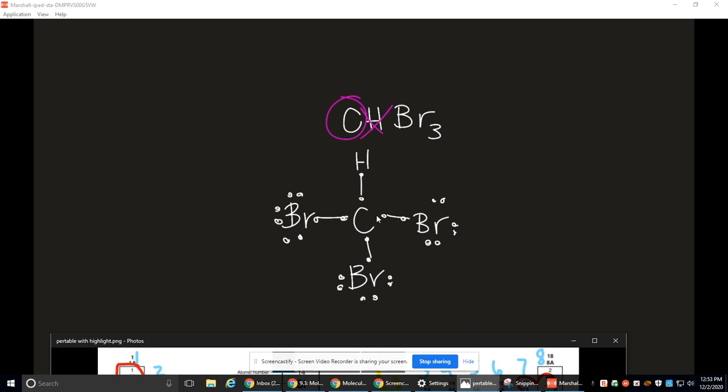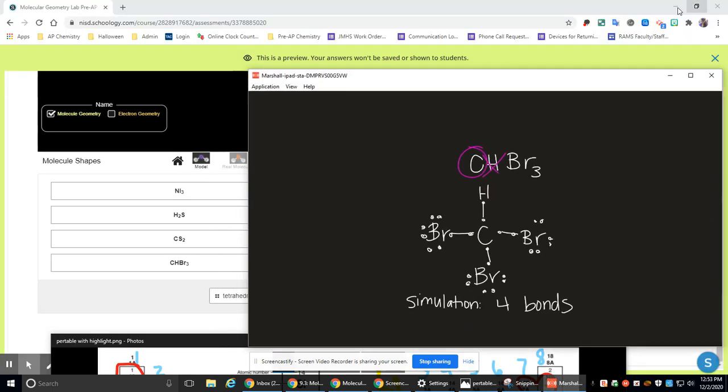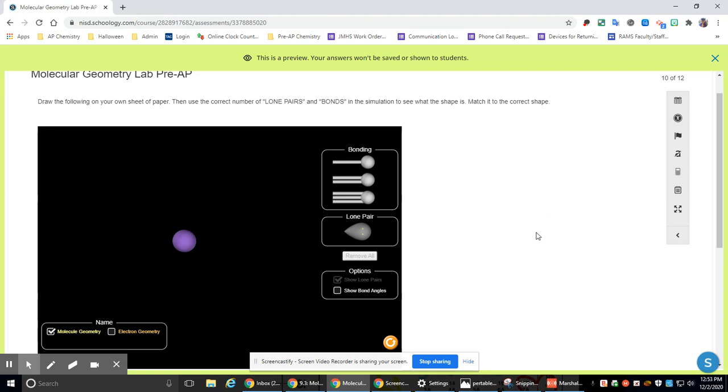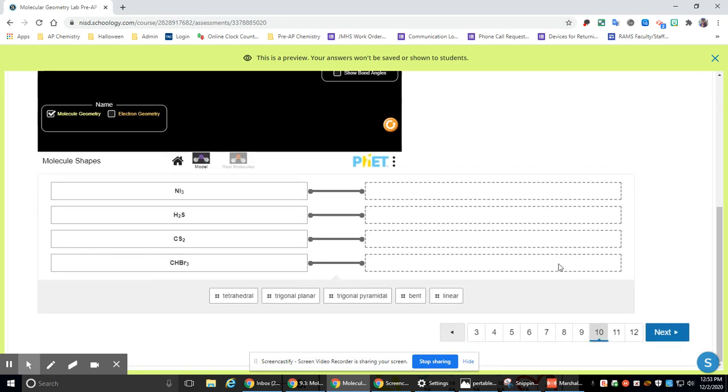So what we're going to be pushing in the simulation is 4 bonds, and that's it, because there are no lone pairs on the center. Hopefully you can already see what shape this is going to be. Make sure that you do use the simulation if you need the help. If you don't need the help, then good luck, and make sure you pick the right shape for each one of these. All right, great job.